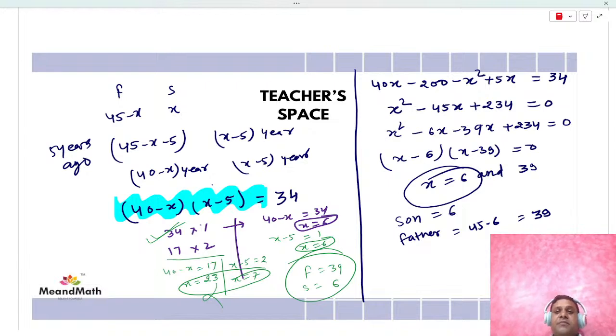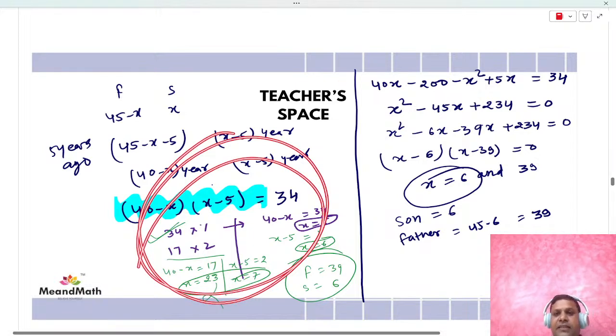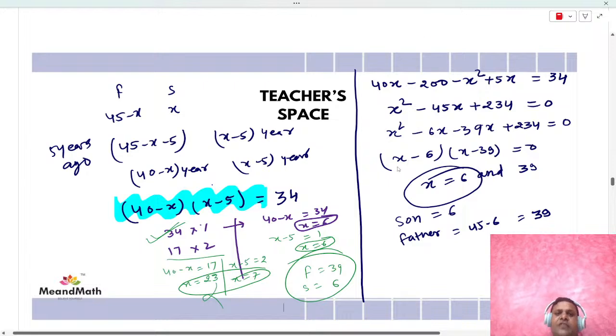This is the approximation method. Which one is the approximation method? This one is the approximation, and this is the splitting method. Okay, let's move to the next question.